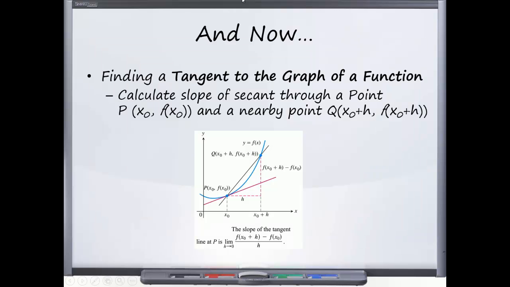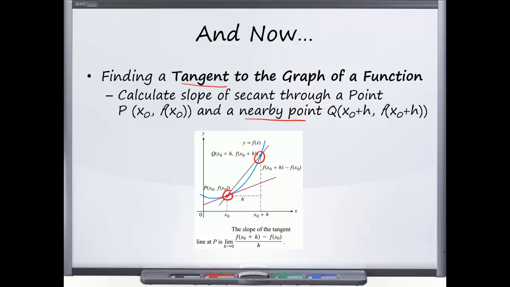We're going to find a tangent to the graph of a function. Remember when we first started talking about secant lines, and we said that a secant line is a line on the graph that touches it in two places. Okay? Now we want to move to our tangent line, which only touches the graph in that one spot. Well, think of how you could do that.